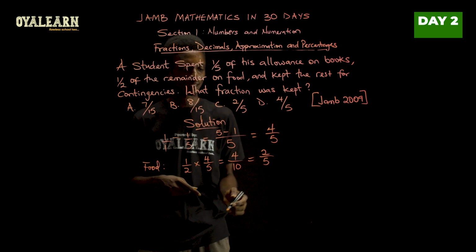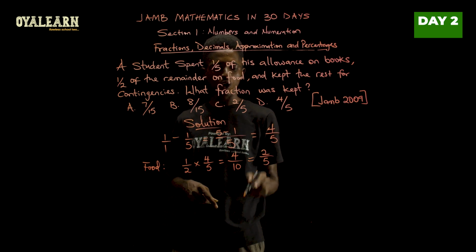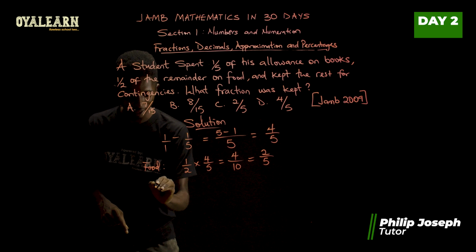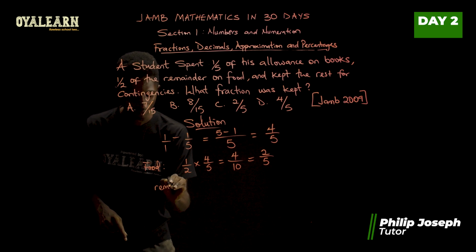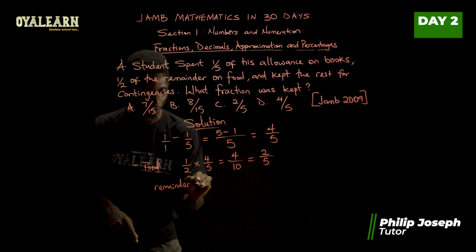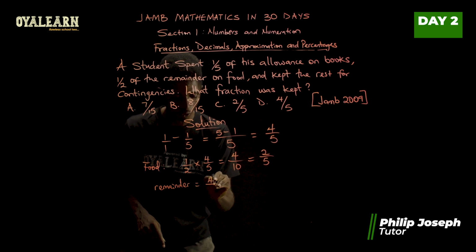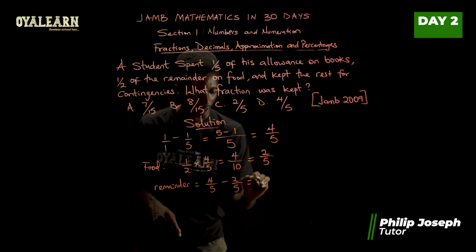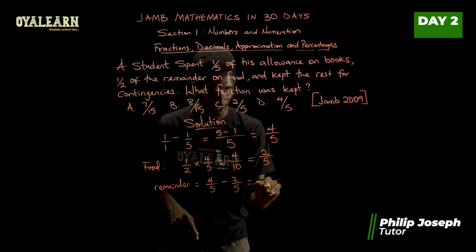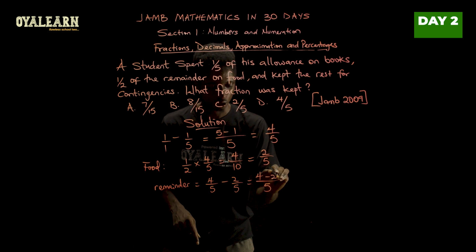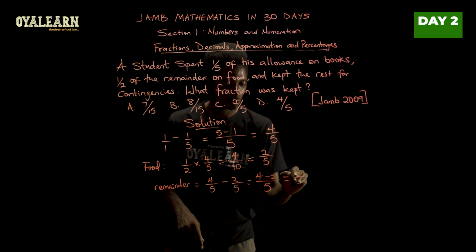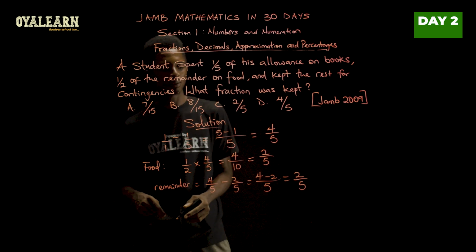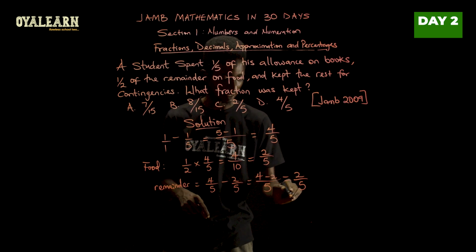So let's see what is left. Remember earlier we have a remainder of 4 over 5. So when we subtract 2 over 5 from this, we'll get the remainder. The remainder would therefore be this 4 over 5 minus the amount spent on food, which is 2 over 5. And this would give us, the LCM is 5, so we would have 4 minus 2. And this would give us 2 over 5. So this is what was kept for contingencies, which means the correct option is C.